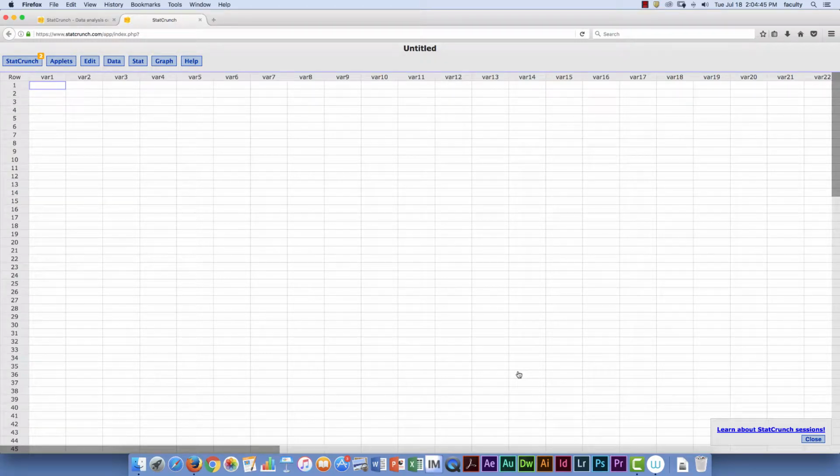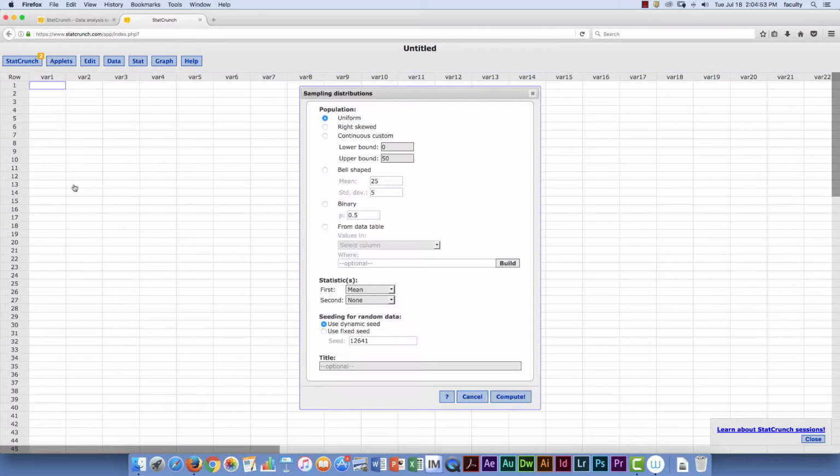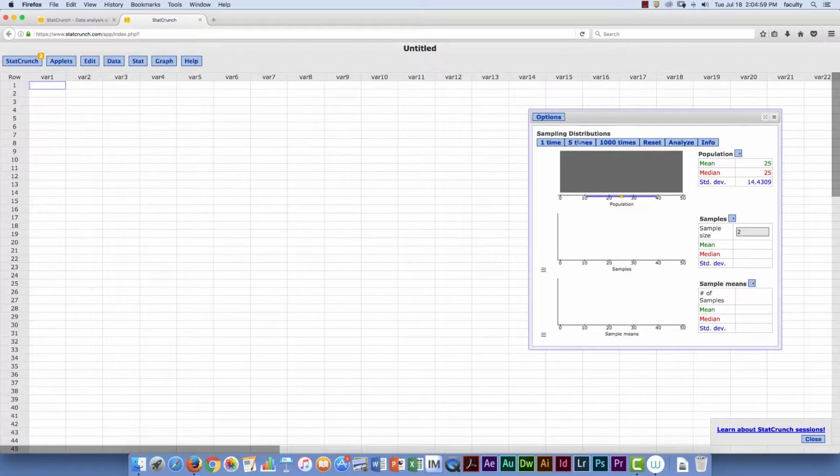In this video, I'm going to show you a simulation of the central limit theorem. So in StatCrunch, I'm going to use sampling distributions. And the first thing I'm going to do is create a uniform distribution. So StatCrunch has created here a distribution which we can see is uniform. It has a mean of 25 and a median of 25, and here's the standard deviation.